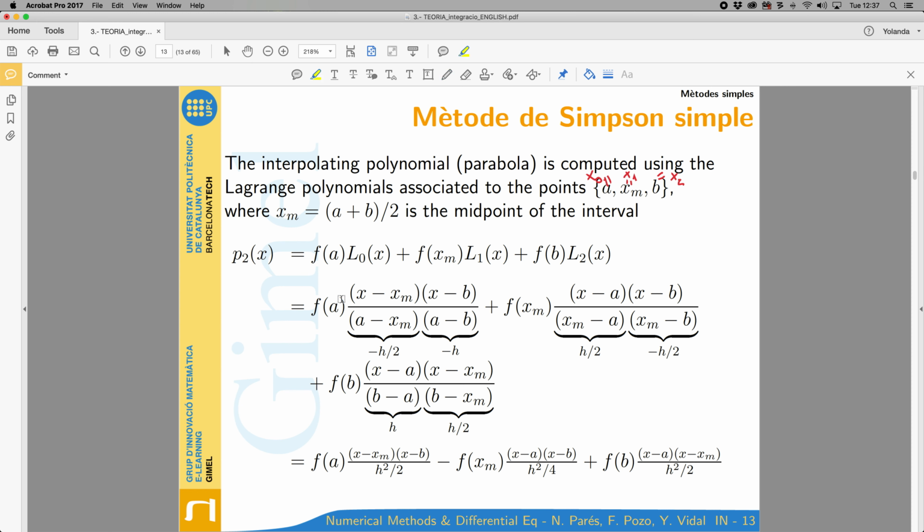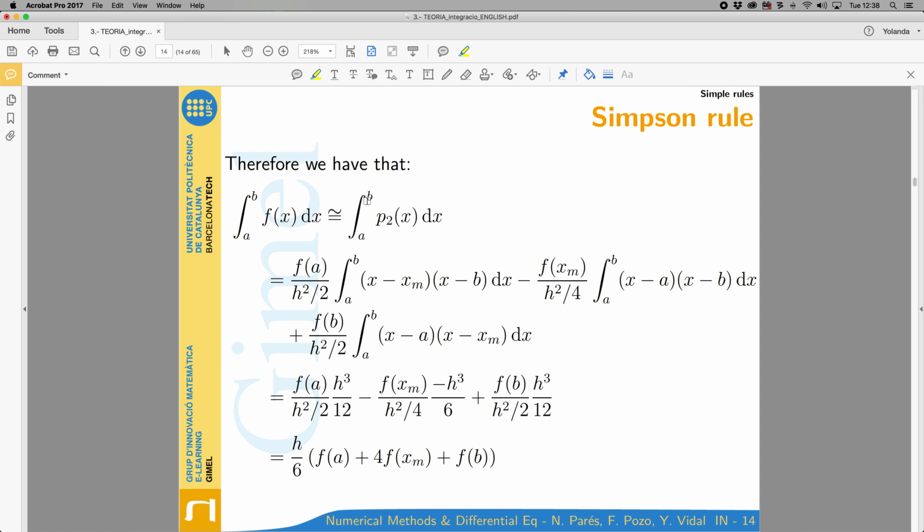So I write here the 3 Lagrange polynomials. Here I'm also using the fact that b minus a is h, so a minus b is minus h. And what we have here is in fact the parabola that goes through the 3 data points. Now, if I want to derive the formula for Simpson rule, I need to compute the exact integral of this polynomial. So that's what we would do here, okay?